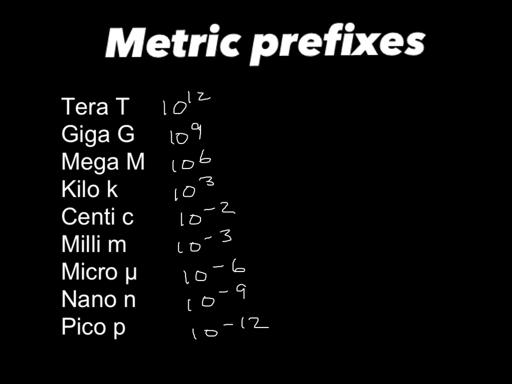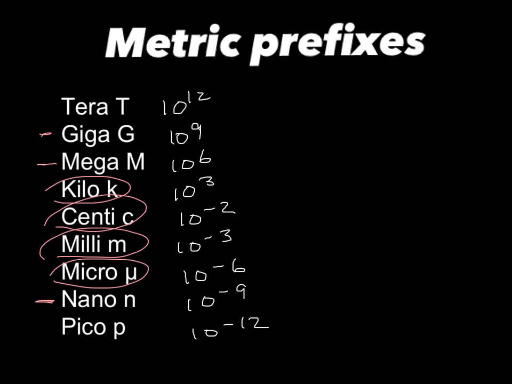Pico we're not going to use very often. We'll use it like in one instance. Nano we'll use a little bit more often. Tera we're going to use with power. But the ones that we probably will use the most are kilo, centi, milli, and micro. We'll use nano. We might use mega or giga, but these 4 here are going to be our main metric prefixes. So these ones here you should know like that. Those should be fairly easy.